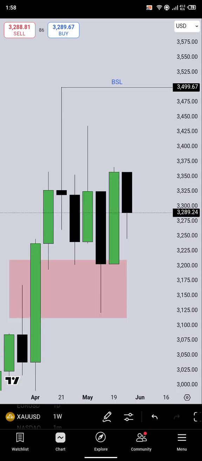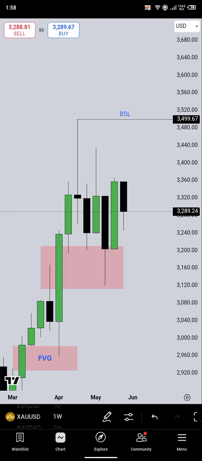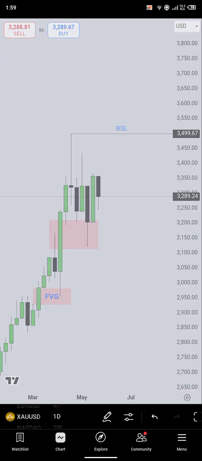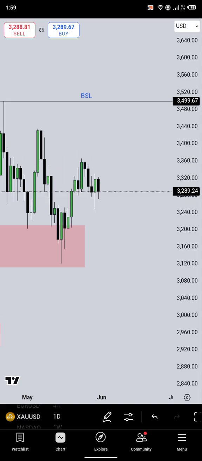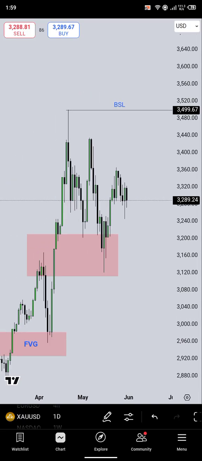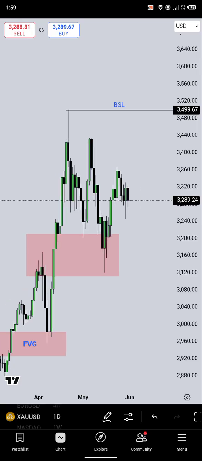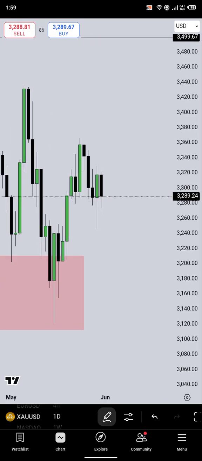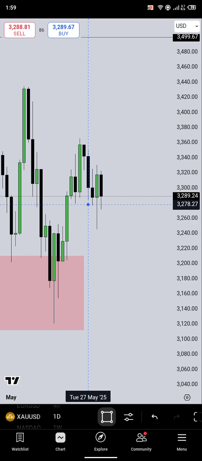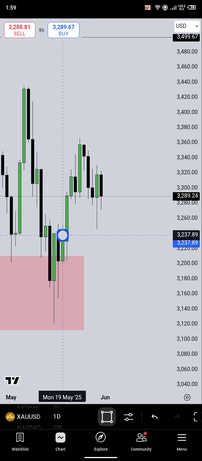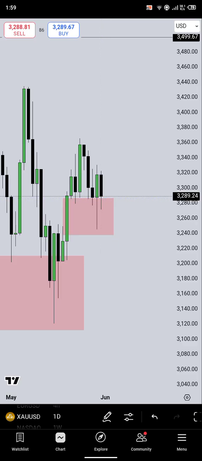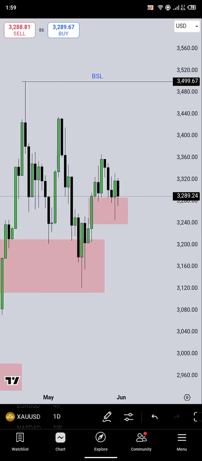So where would our next target be? This buy side liquidity here. So let me go on to a daily chart. Yeah. So on a daily chart, I can see another fair value gap that price already drew into. Yeah. So those levels have been dipped into.